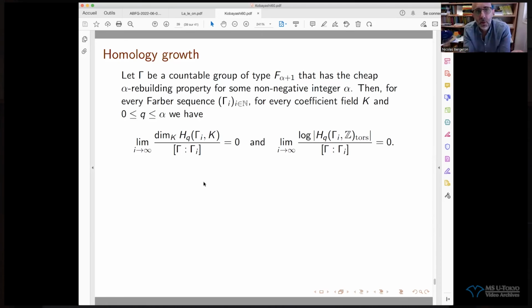Then, if you take any Farber sequence, so in particular any sequence of distinct finite index subgroups in SL_n(Z), you can bound the Betti numbers for any coefficient field, or even, which is a bit harder, the torsion, because in the second case we control the boundary operator. So in both cases, up to degree alpha, you control completely the homology and the torsion. Now, if you apply this to SL_n(Z), alpha is equal to n minus 2, and you get the statement I mentioned in the beginning of the talk.